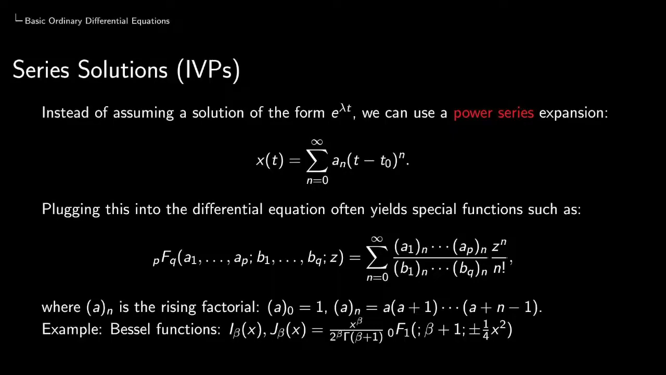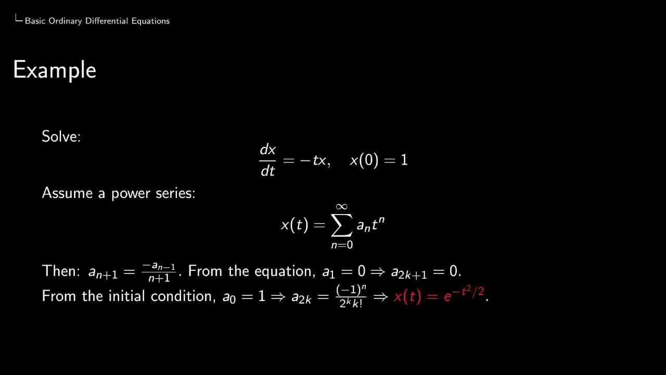So this is obviously very highfalutin. So let us see a concrete example. We have the differential equation dx/dt equals negative t x with an initial condition of x(0) equals 1. We can assume a generic power series of the form x(t) equals the sum of a_n t^n. If we plug that into our differential equation and go term by term, we'll get this relation: a_{n+1} is equal to negative a_{n-1} divided by n plus 1.